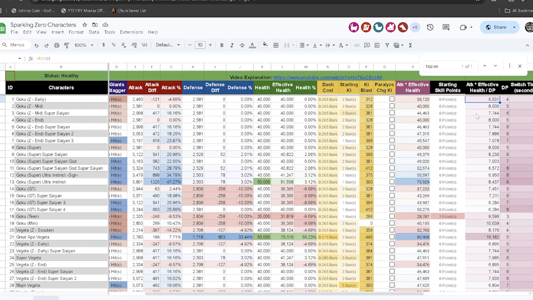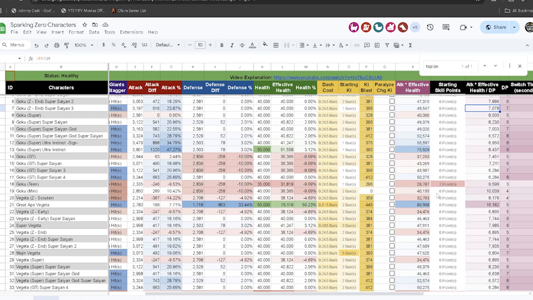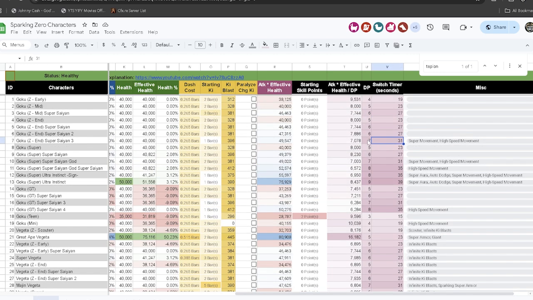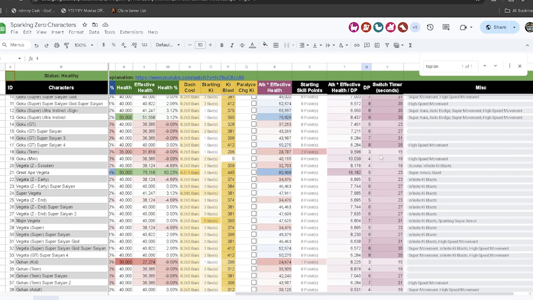This is a very useful number because this is your attack times effective health divided by your DP number. So here's your DP number. So these are all your DPs. And this right here is basically this number divided by its DP value to show you how valuable it is per DP. So yeah. And then the next thing, we have a switch timer. Just so you guys know, the switch timer is directly correlated with your DP count. So all characters with the same DP will have the same switch timer.